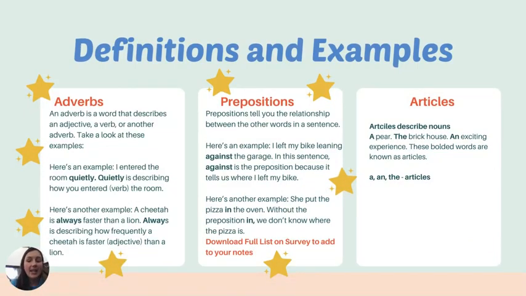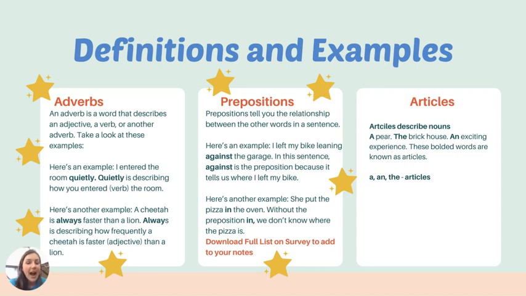All right, and now we have adverbs. On the left-hand column here, notice this is starred because these are words that you really need to understand for the rest of this lesson. Adverbs. An adverb is a word that describes an adjective, a verb, or another adverb. Take a look at these examples.